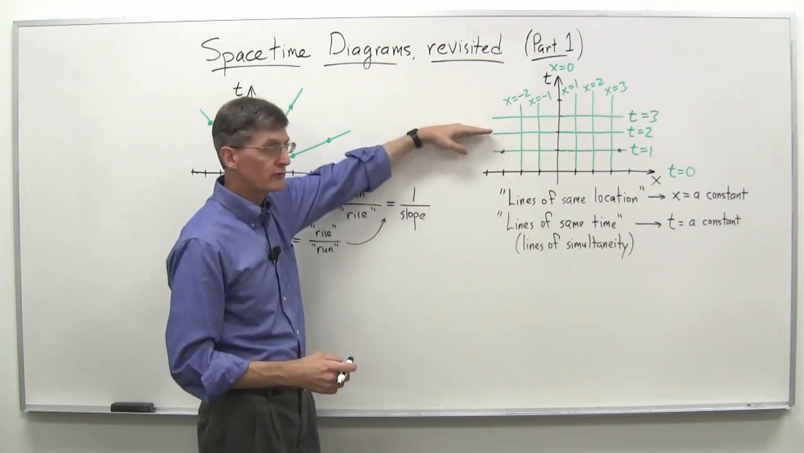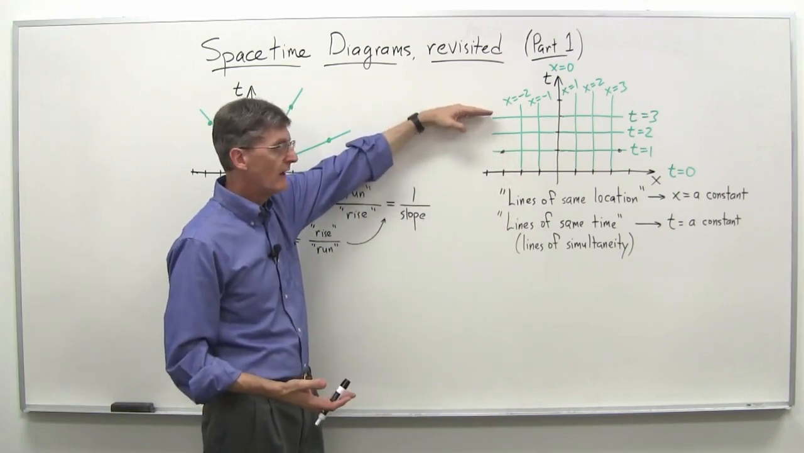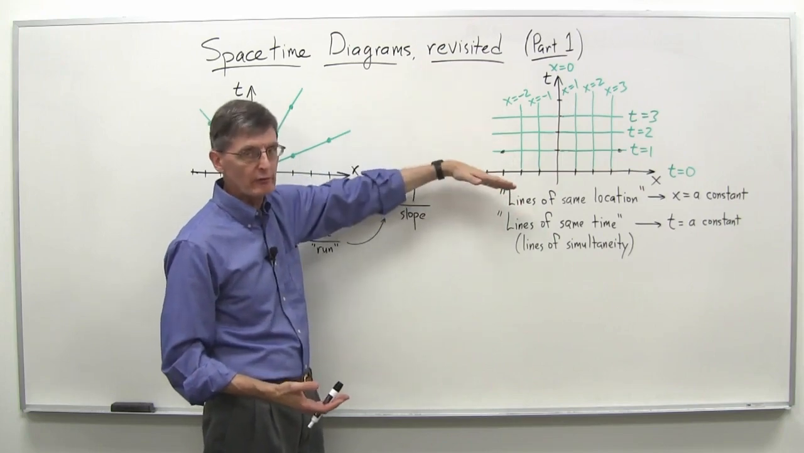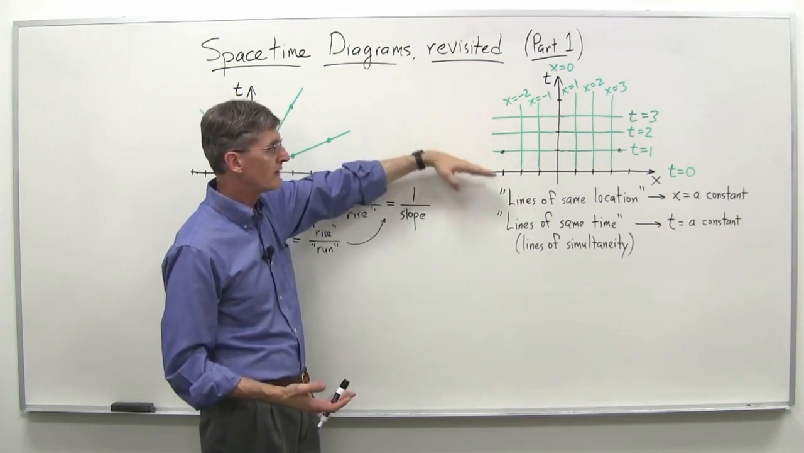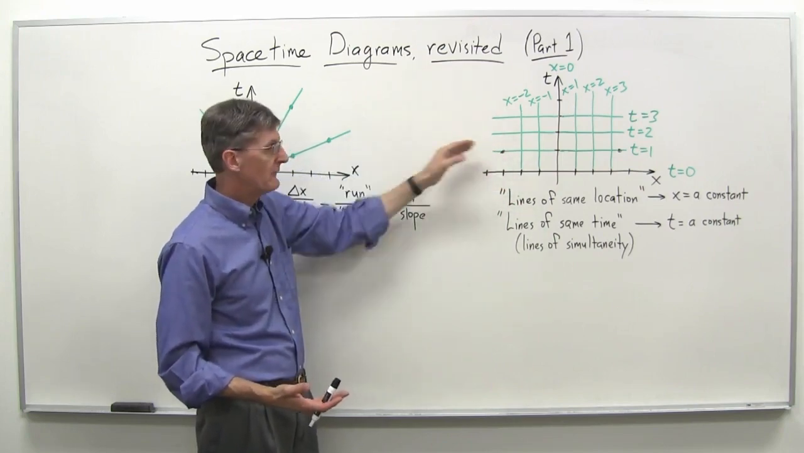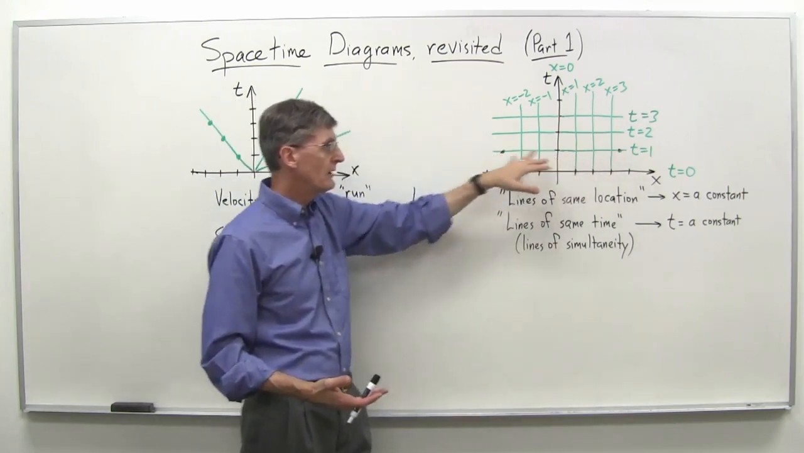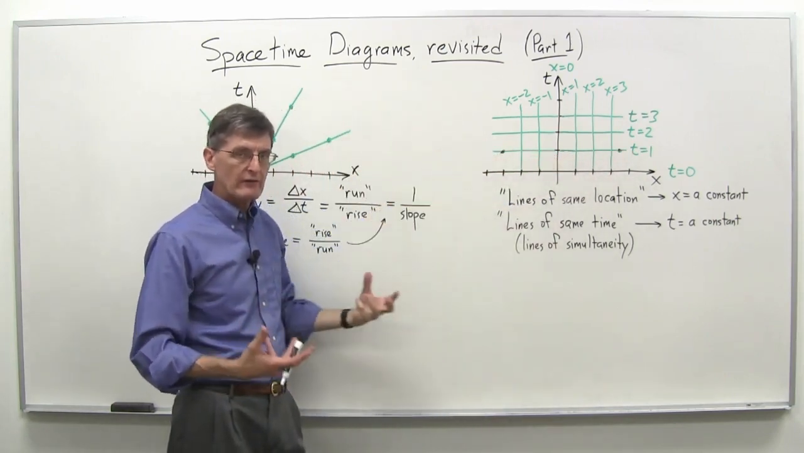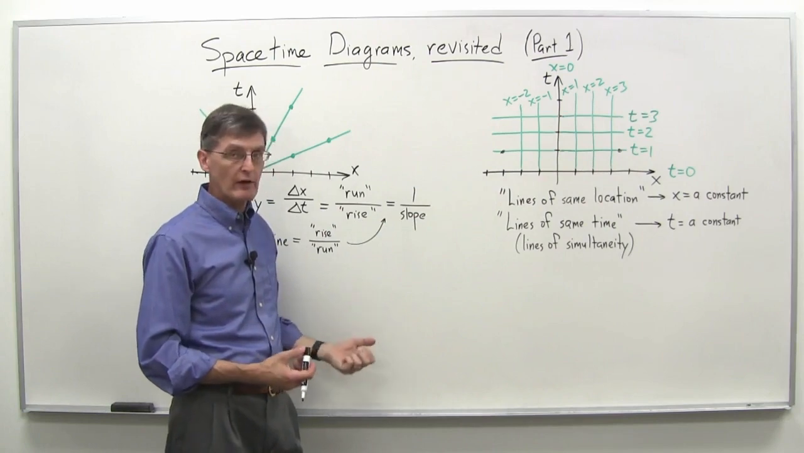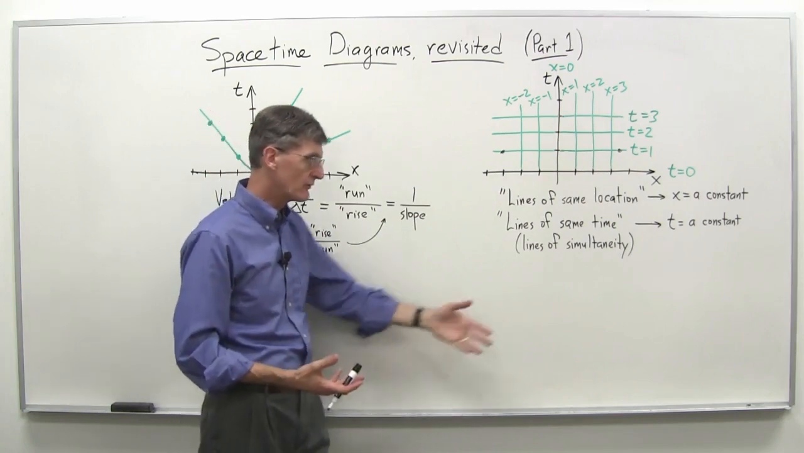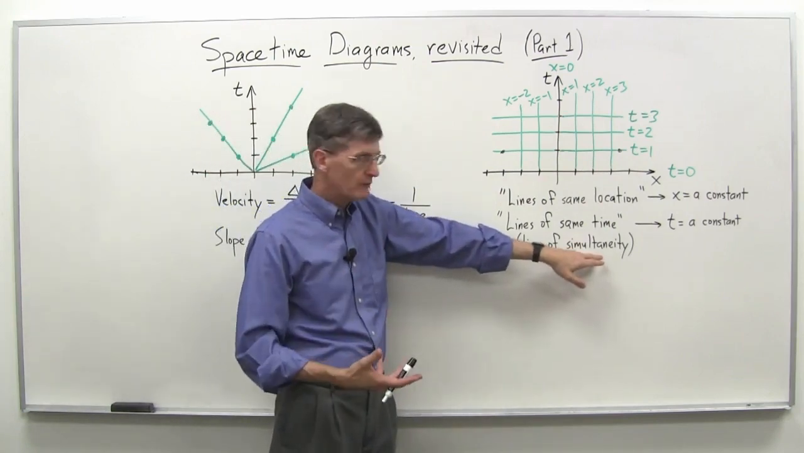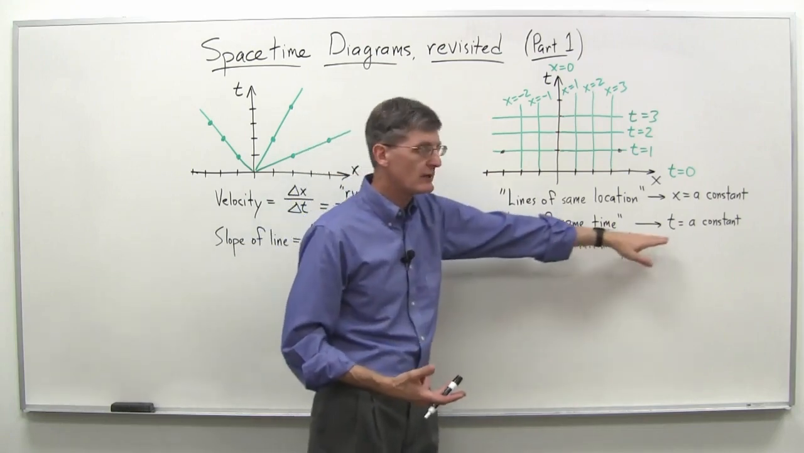And here's the t equals 2 line of simultaneity, t equals 3. And of course, you can have any line in between those as well. So in our diagrams, horizontal lines here are lines of simultaneity. Any event on that horizontal line means it happened at the same time. They were simultaneous with each other. Of course, that's why we call it lines of simultaneity. And that's where t equals constant.